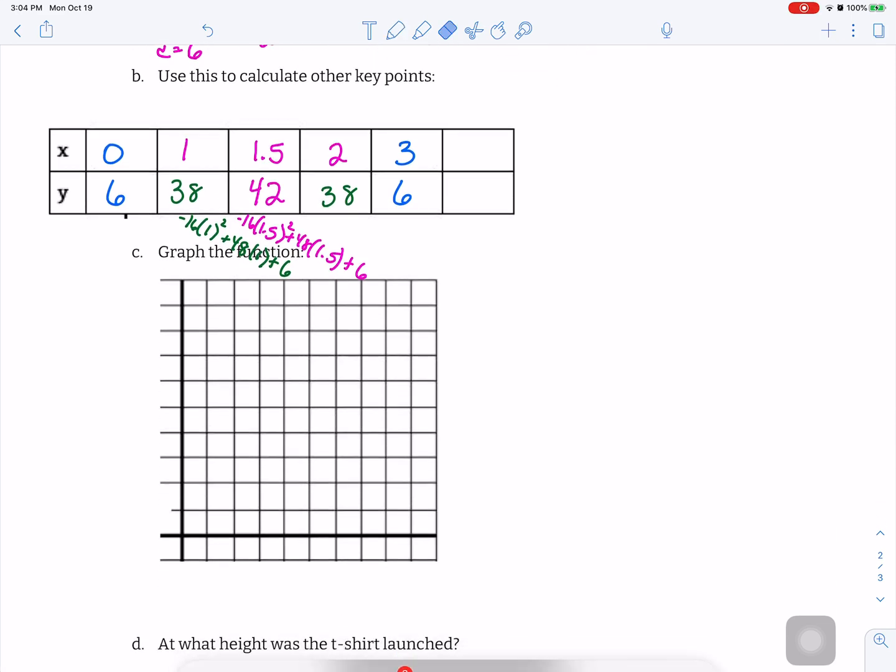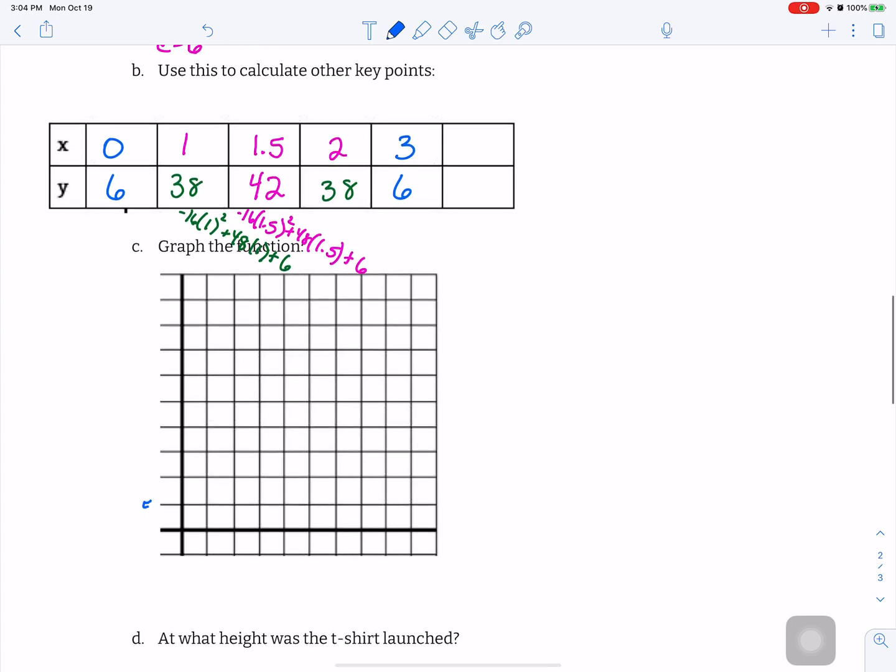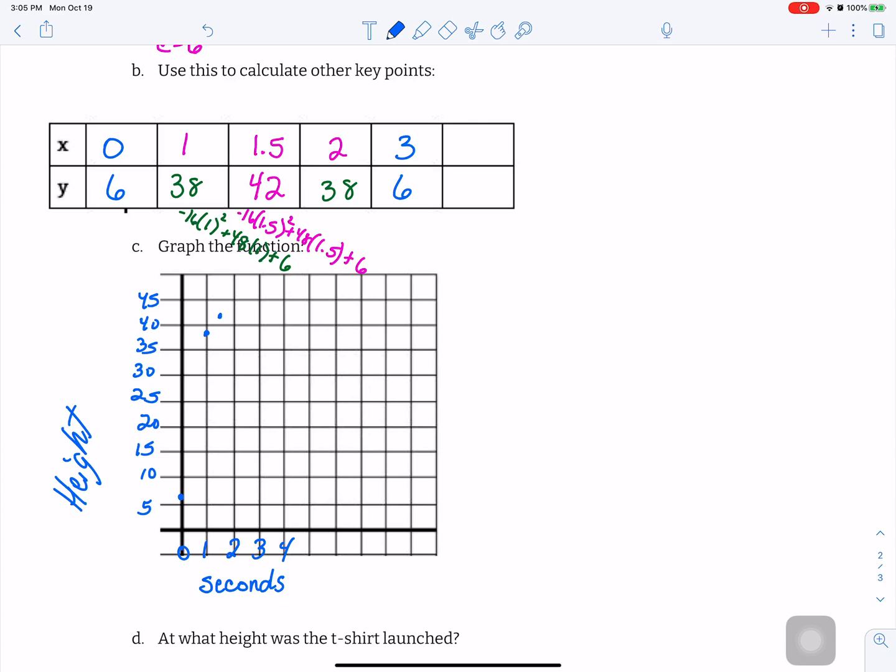So from here, I can go ahead and graph. This is going to be my time in seconds. And this is the height. And we're going to fill in our last piece here in just a minute. So 0, 6, so 1, 2, 3. We're not going to worry about spreading this out more. But at 0, I go up to 6 and I put a dot. At 1, I'm going up to 38 and putting a dot. At 1.5, so between 1 and 2, I go up to 42 and put a dot. At 2, I'm going up to 38, and again, it's symmetrical.